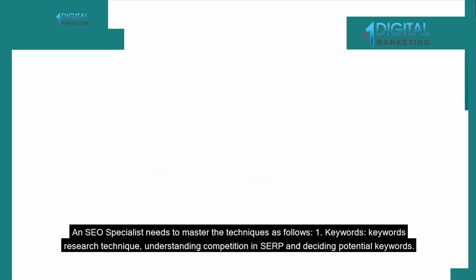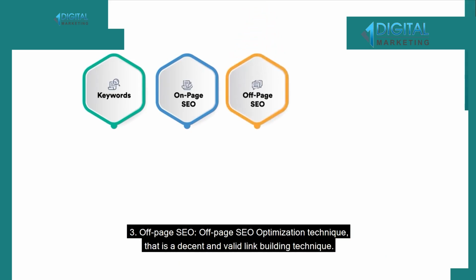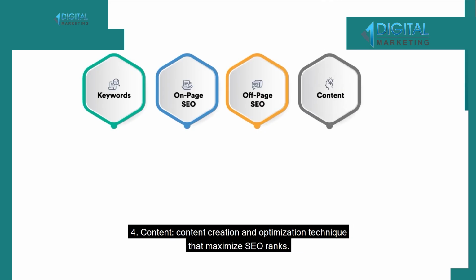An SEO specialist needs to master the techniques as follows. 1. Keywords. Keyword research technique, understanding competition in SERP and deciding potential keywords. 2. On-page SEO. On-page SEO optimization technique that is decent and valid. 3. Off-page SEO. Off-page SEO optimization technique that is a decent and valid link building technique. 4. Content. Content creation and optimization technique that maximizes SEO ranks.